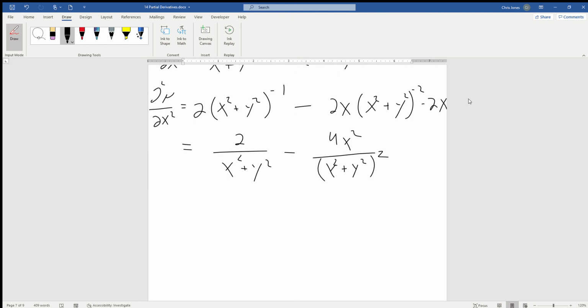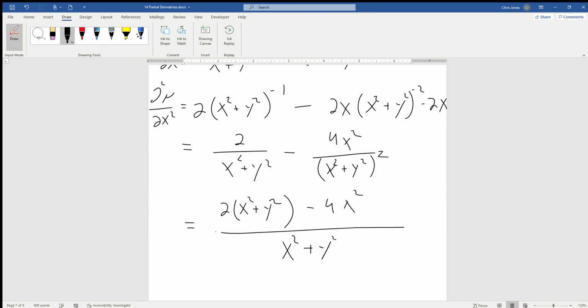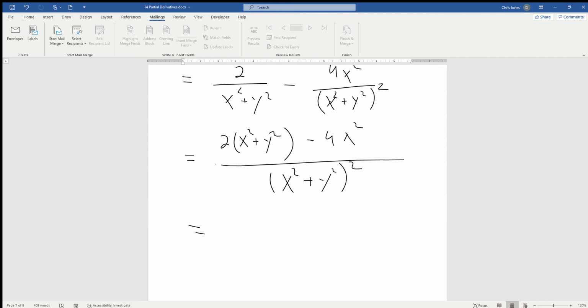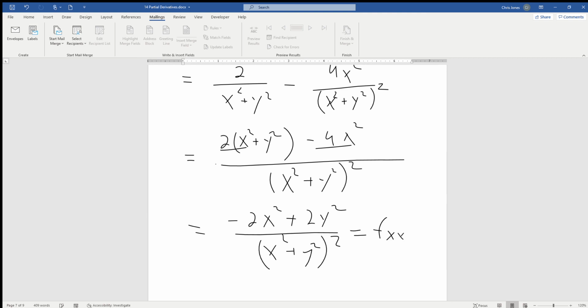Now, we usually don't have to do this, but in this case we probably should. Let's get a common denominator. We're going to multiply the first term by x squared plus y squared on the top and bottom, since the LCD is going to be (x squared plus y squared) squared. So we get 2 times (x squared plus y squared) minus 4x squared over (x squared plus y squared) squared. And mercifully, we end up with a simple, quote-unquote, answer. We have 2 minus 4, so we get minus 2x squared plus 2y squared, all over (x squared plus y squared) squared. Let's hold on to this, because that's our second partial, fxx.